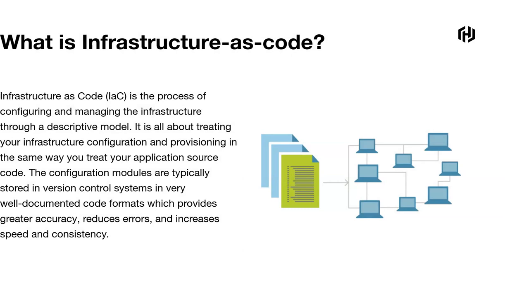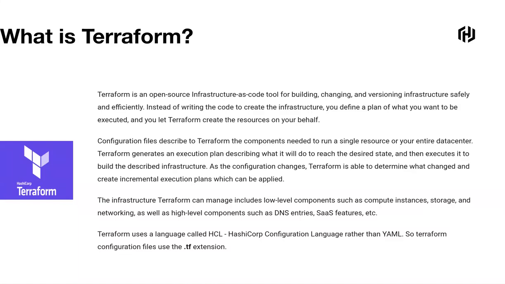So what is infrastructure as code? It's a process of configuring and managing infrastructure through a descriptive method. You simply describe how you want your infrastructure to be, and then you send the request, and Terraform helps you keep your infrastructure at that state. So, what is Terraform? Terraform is an open source infrastructure as code tool for building, changing, and versioning infrastructure safely and efficiently. Think about it this way.